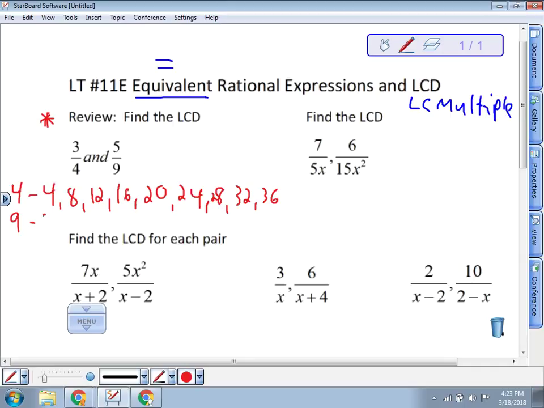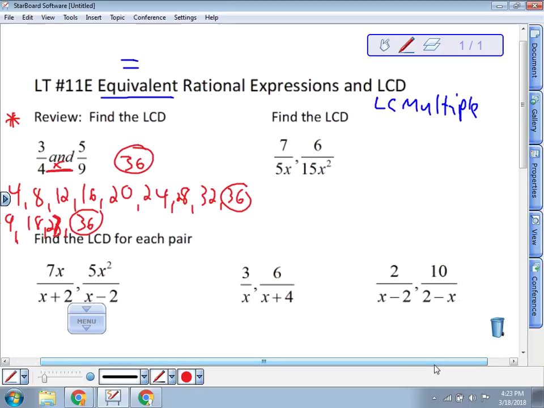Okay, then 9. 9 times 1 is 9. 9 times 2 is 18. 9 times 3 is 27. Sorry, I'm getting ahead of myself. And then 9 times 4 is 36. Now you can see that the least common multiple is 36. And a good way to come up with a common multiple, and I use this as an example because a lot of times you can just multiply the two denominators together and you will get the least common denominator, which again, in this case is 36. So that really helps us when we're doing some of these examples we'll see in a second.